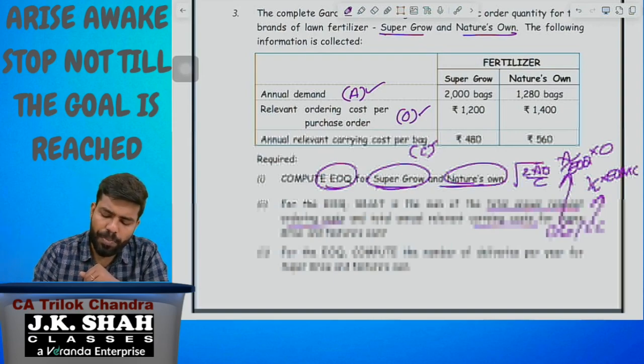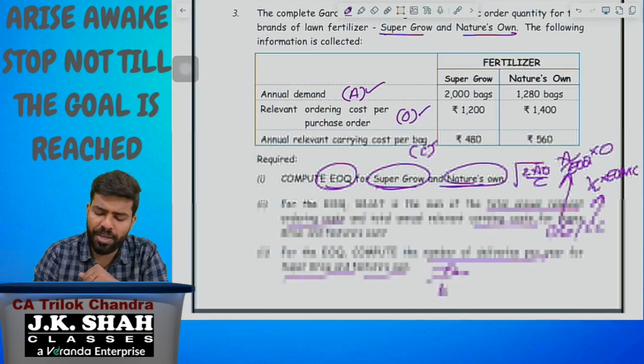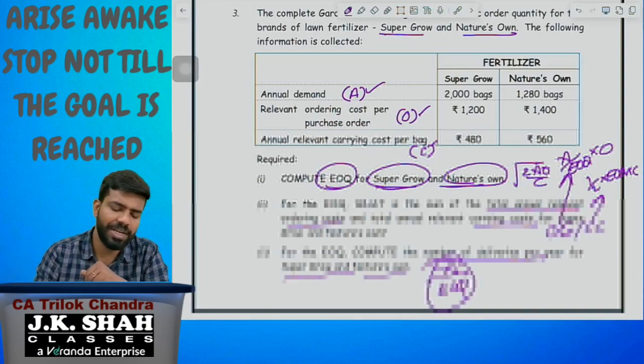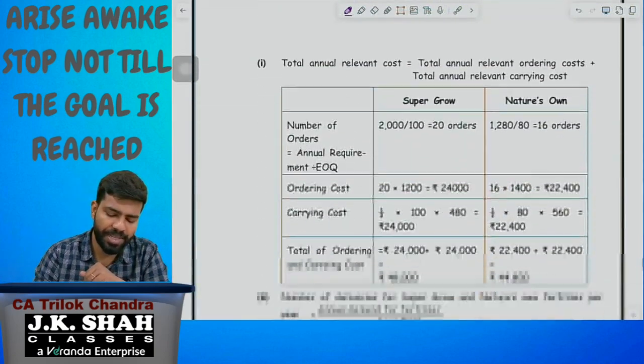For the EOQ, compute the number of deliveries per year for Supergrow, Nature's Own. Number of deliveries is A divided by EOQ. This is the formula. So using these three formulas, you can answer this question. Very simple question. You can try by yourself. Okay. Next.